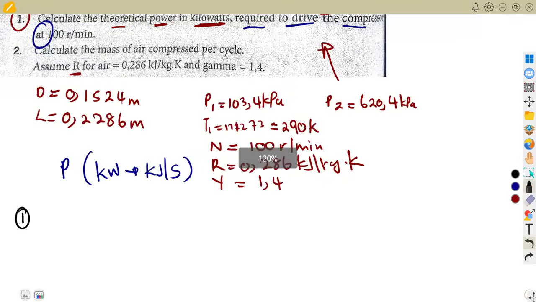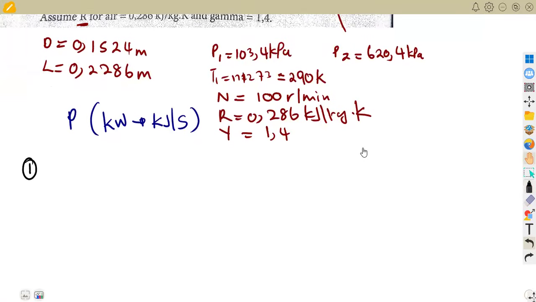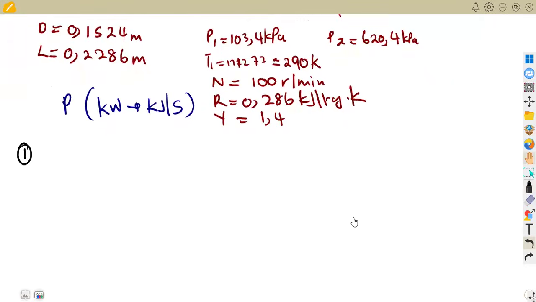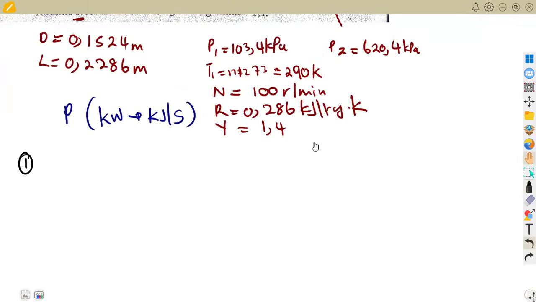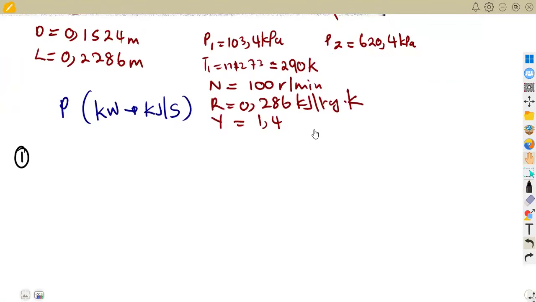All right, this is our information, guys. The question there was to calculate the power. So we are not told anything that is to do with the clearance. Whenever there's a clearance, they will give you a percentage that VC, the clearance, is equal to this percentage or a decimal. Maybe VC is 5% of the swept volume.